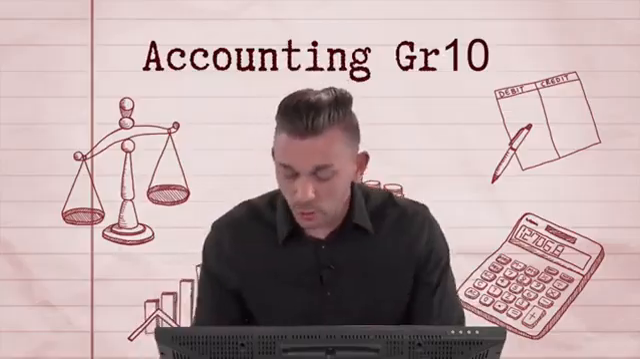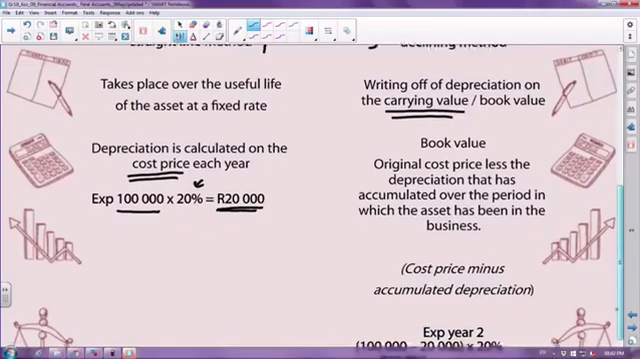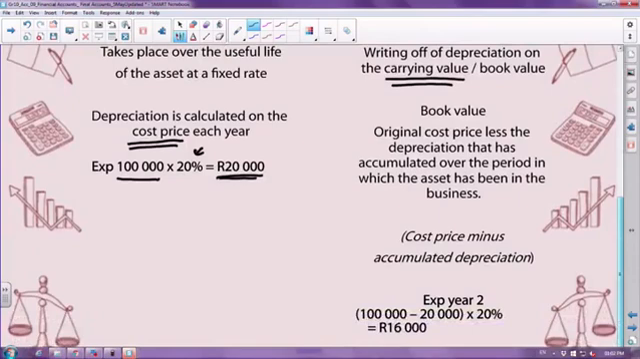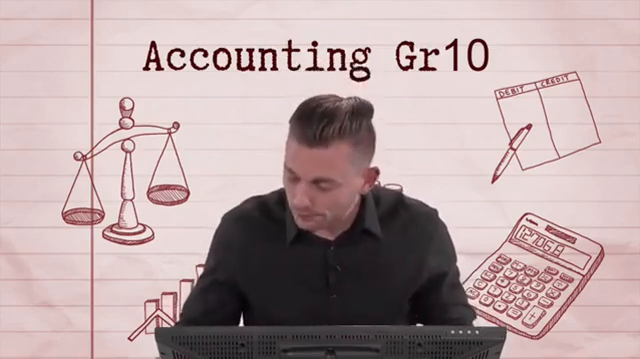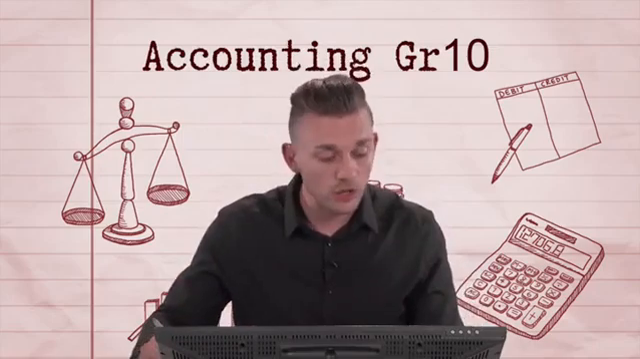So let's go and look at it. It will be your cost price minus accumulated depreciation. As an example, let's say you use 20% still, but you're using the book value method. You take your cost price minus what you've lost the previous year, and then you will get on the second year 16,000 Rand as depreciation. So as you can see, the longer you have the vehicle or the equipment in your business, the depreciation will get less and less and less every year as we go on in time.